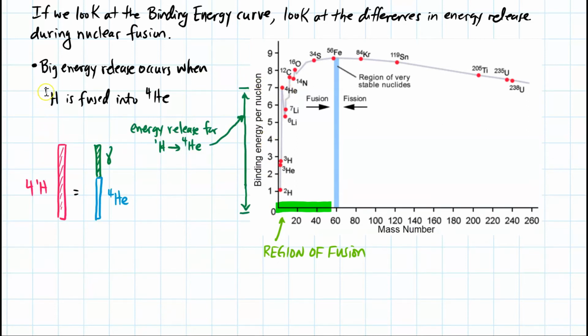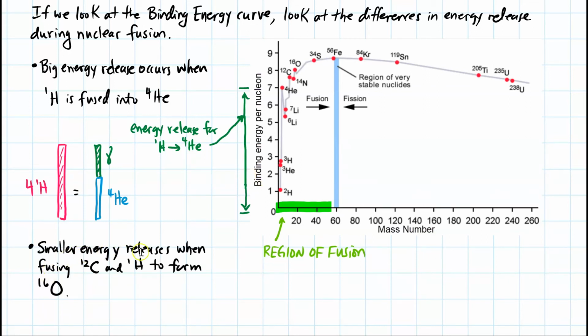So if I fuse 4 hydrogens to produce helium-4, I could think of this as a bar diagram. This is how much energy 4 individual hydrogens have. This is how much when I combine them to form helium-4. This extra energy, gamma, which is from 0 all the way up to where helium-4 is, is the energy released in this process when you fuse them.